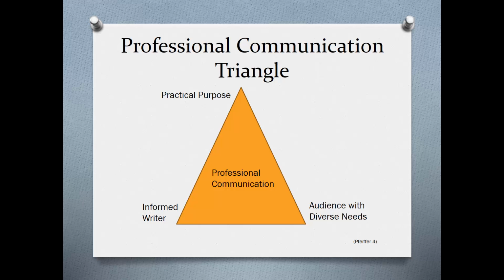And so, of course, there are three sides because it's a triangle. And on one end, we have the informed writer, we have the practical purpose, and then we have the audience with diverse needs. And so, as a student in this class and as a professional communicator, you want to always be the informed writer. Okay? You are the informed writer. In order for you to be the informed writer, you have to be informed. So you have to know what you're talking about.